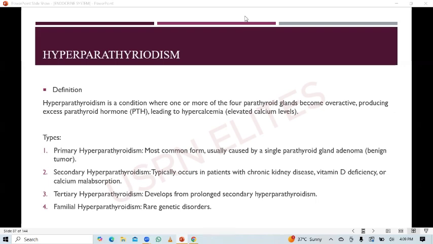But then in DI, there is underproduction of this hormone. Therefore, the hormone is not enough to regulate the fluid, so the patient just brings out fluid.